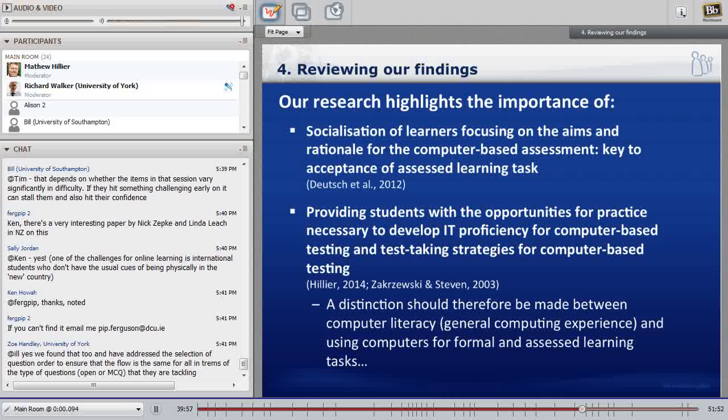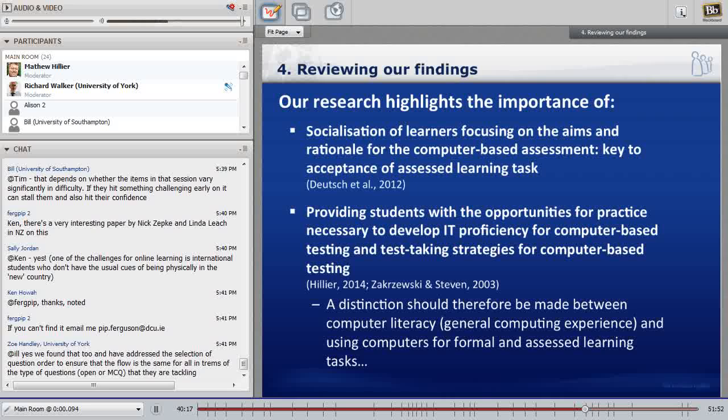So outside of the context of computer-based testing, further to the references we've got here, you'll see that there is significant research which suggests there is a strong relationship between test-taking strategies and performance on examinations.